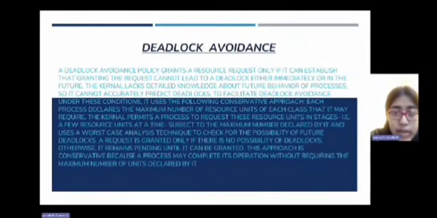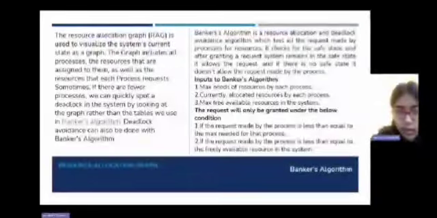A request is granted only if there is no possibility of deadlocks. Otherwise, it remains pending until it can be granted. The approach is conservative because a process may complete its operation without requiring the maximum number of units declared by it. So this is deadlock avoidance.